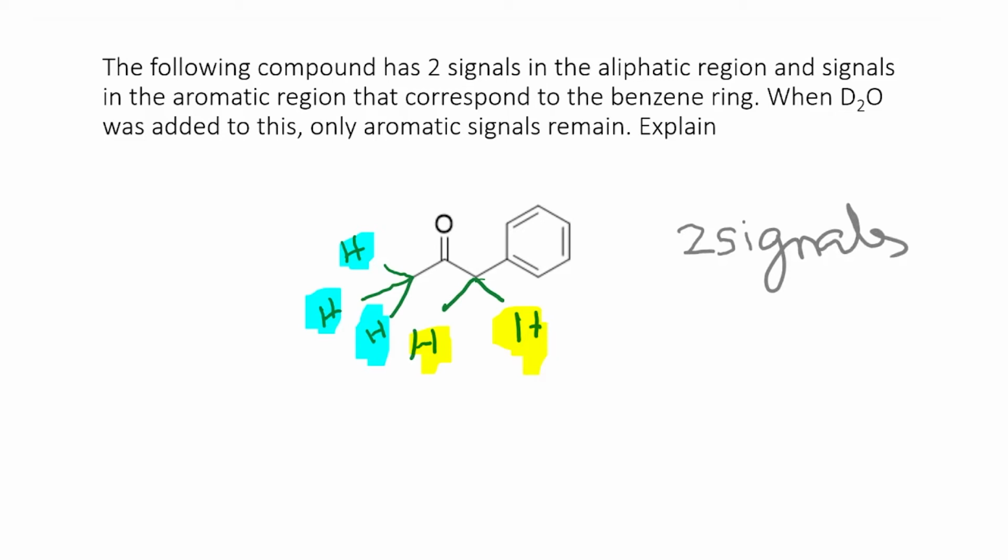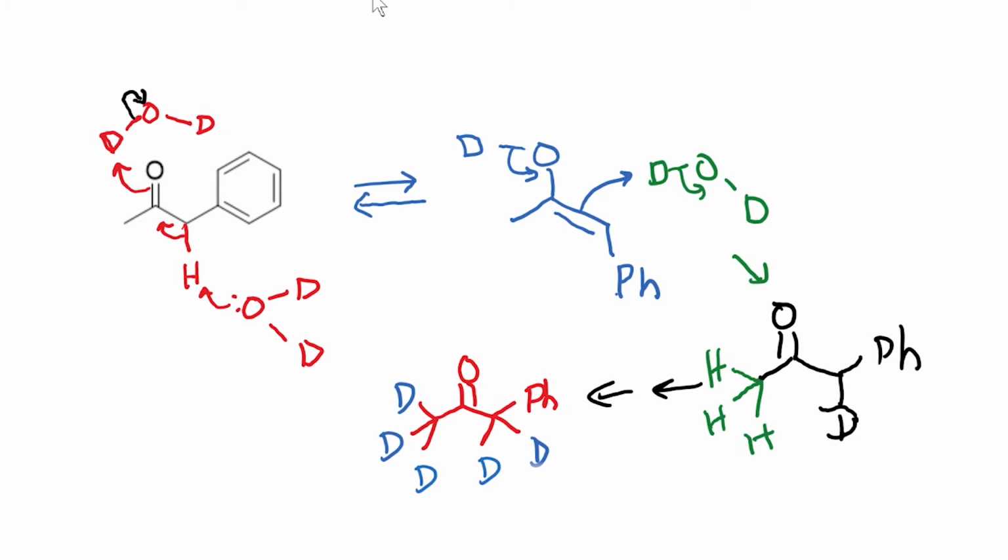Now when you dissolve this molecule in D2O and measure the NMR spectrum again, you don't see any signal for the aliphatic region. This is how we would reason this out. If you imagine that the molecule here has this kind of a structure, we know that ketones can enolize, but the enol is not as stable as the ketone, and therefore we don't detect it using conventional analytical techniques.